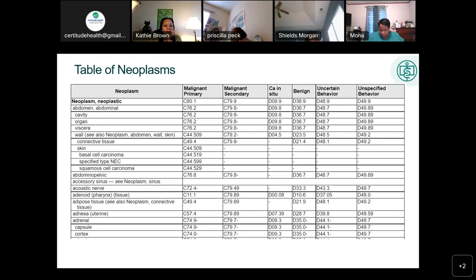But one of the main things I wanted to show y'all is just in helping you understand the difference between a primary, secondary, in situ, benign, uncertain, and unspecified neoplasm. So a primary neoplasm is the primary site of where the cancer originated. A secondary malignancy or neoplasm results from metastasis, and it forms a new focus of malignancy elsewhere. So it could have been cancer that spread from the lung to the brain. That means it metastasized from its origination site of the lung and spread to the brain.